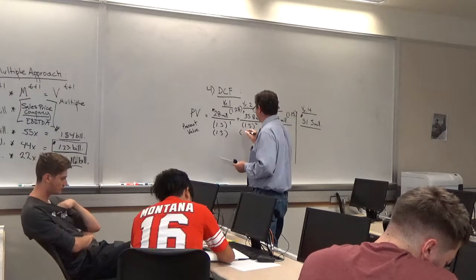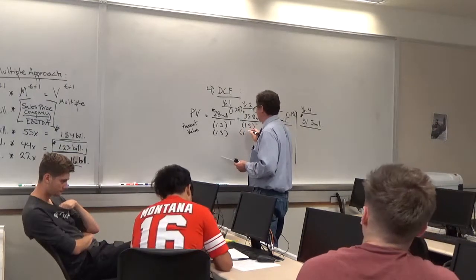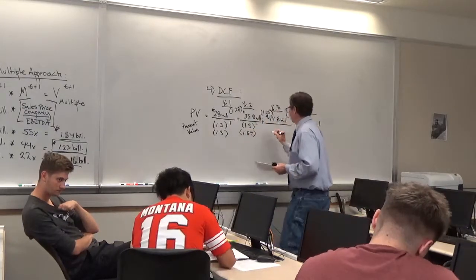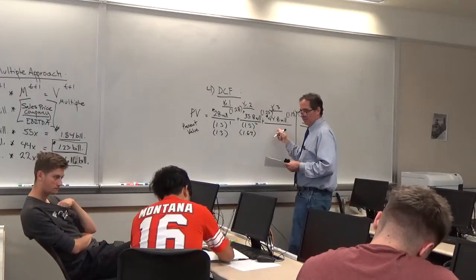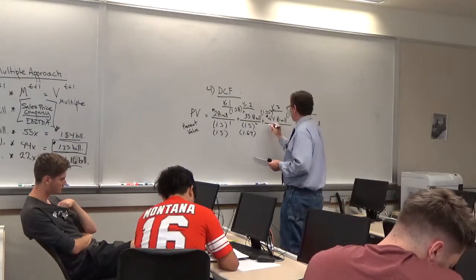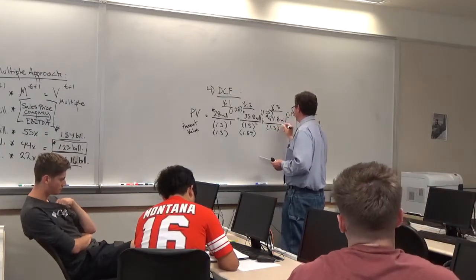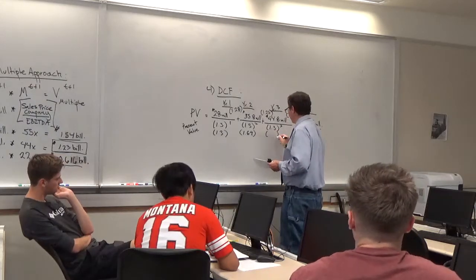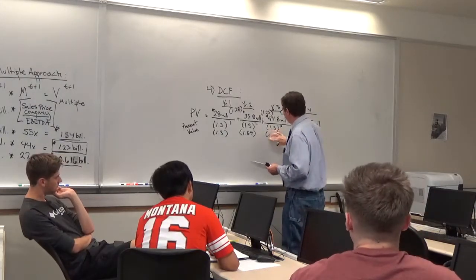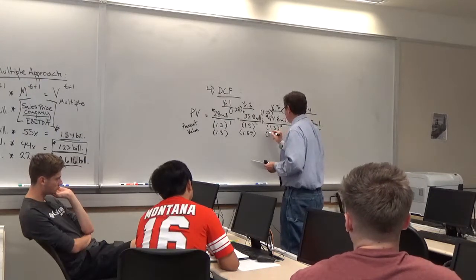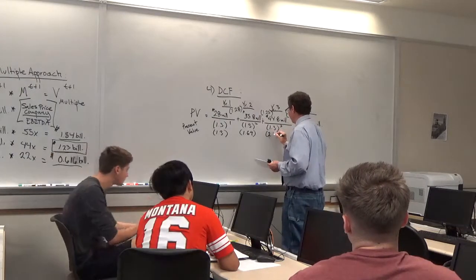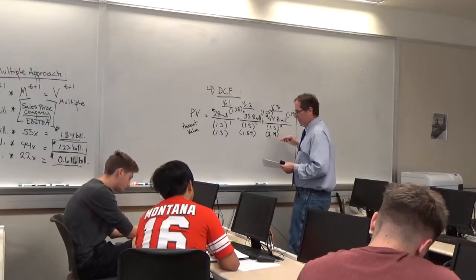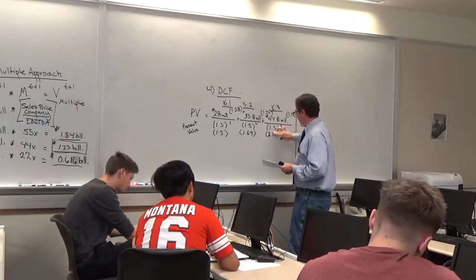So what's 1.3 squared? 1.69. Okay. And then what's this one? 1.3 to the third, 1.3 cubed. And what's 1.3 cubed? 2.197. Got it.